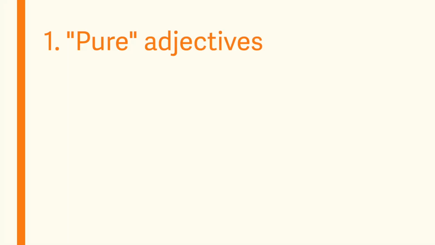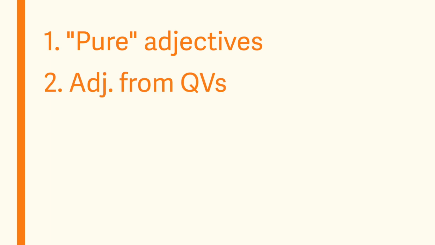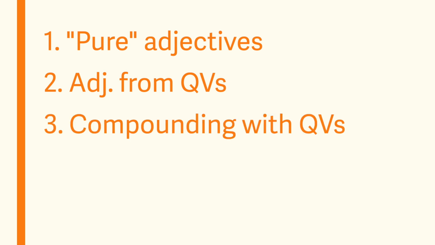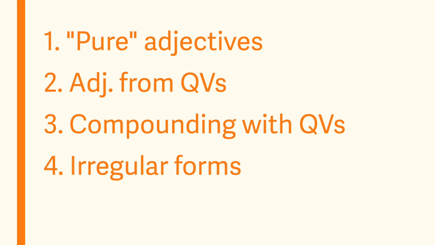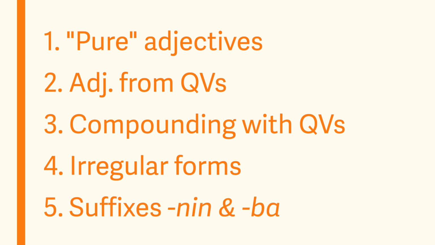Specifically in this episode, I'll cover 5 things. First, we'll cover pure adjectives. Second, we'll cover adjectives that are derived from qualitative verbs. Third, we'll cover adjective-like compounding. Fourth, we'll cover some irregularities that come up. And fifth, we will cover the diminutive and the augmentative suffixes ni and ba.